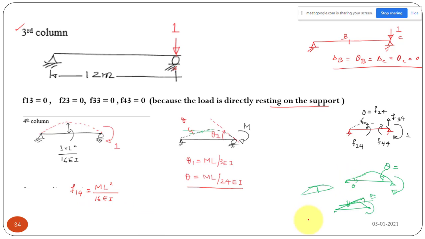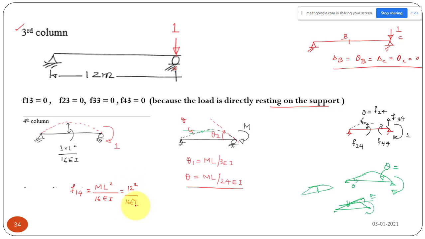Okay. This F14 is given by your upward deflection, the deflection at the midspan. For this loading you can find unit moment. If you have a moment of M, the upward deflection will be ML square by 16EI, and in our case where M is equal to 1, this will be just 12 square by 16EI.